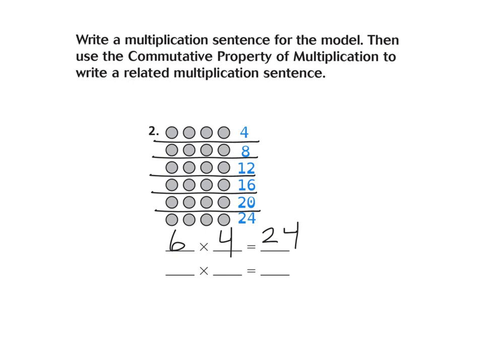Remember to use the commutative property of multiplication and write a related multiplication sentence. That means we must flip the factors around. So 4 times 6 also equals 24.